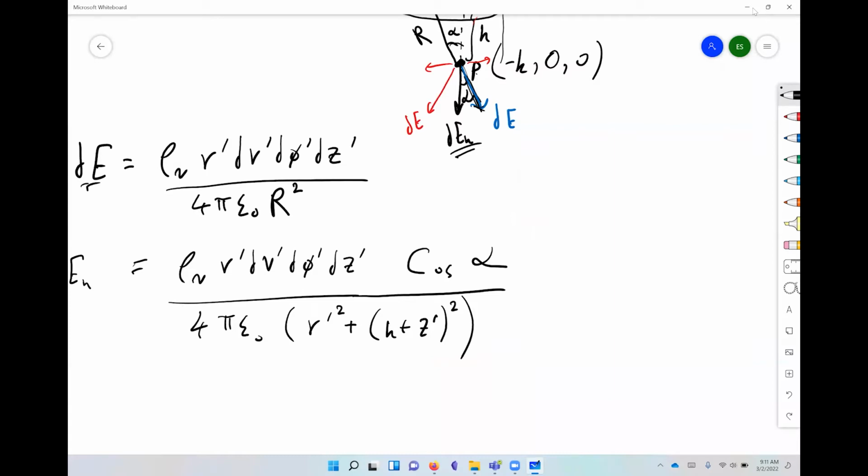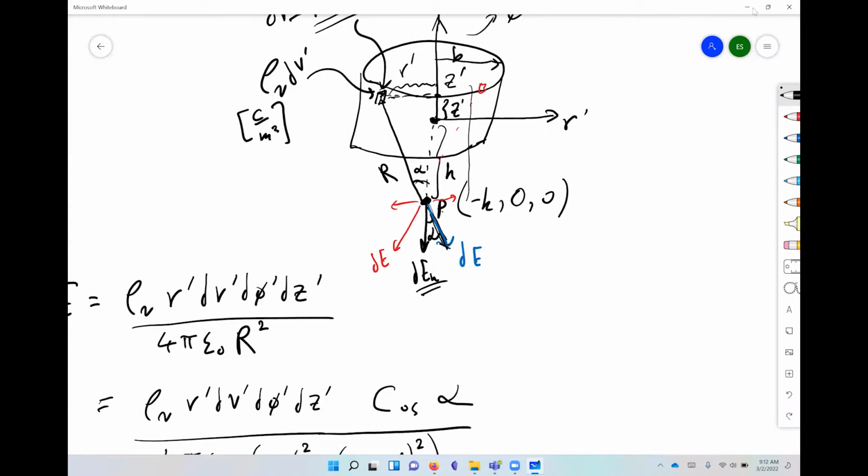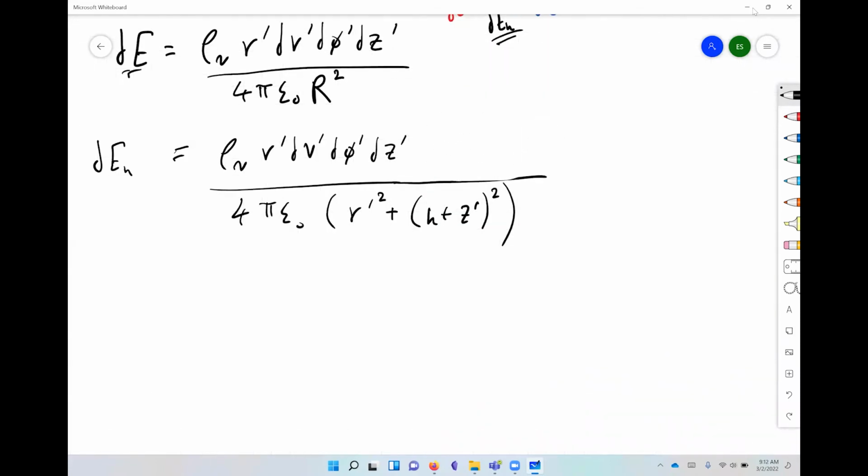So that's what cosine alpha is. So this r is going to be z prime plus h. So cosine alpha is going to be z prime plus h over this square root thing. So x times x square root is x to the power 3 over 2, so there's going to be a power 3 over 2 here. Okay, Newton per coulomb.